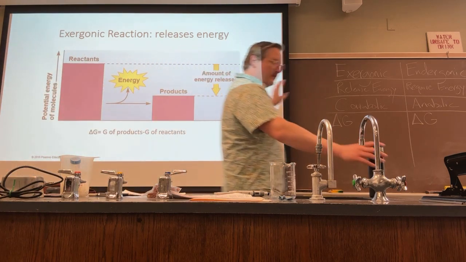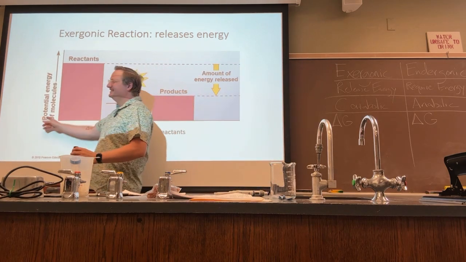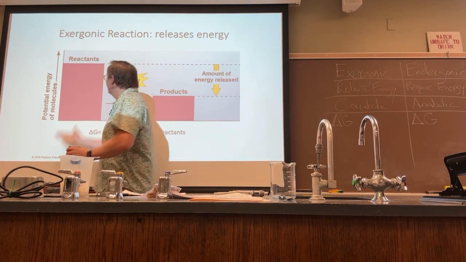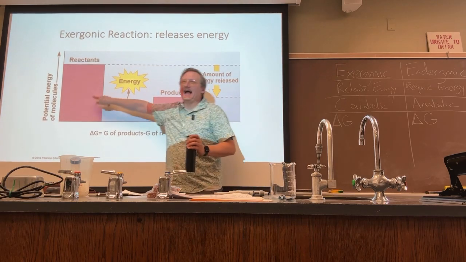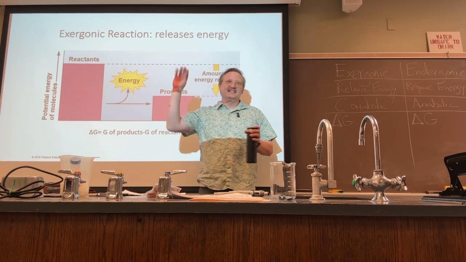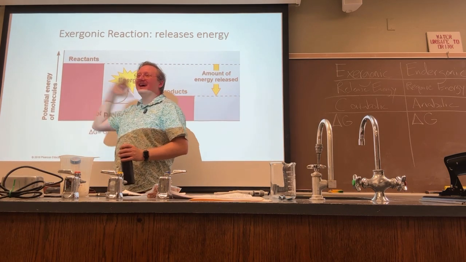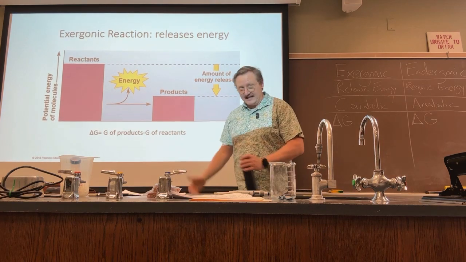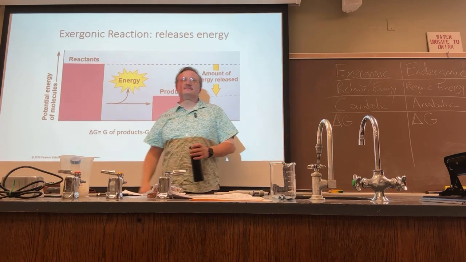So here we've got a figure. The figure shows the potential energy of molecules on the y-axis. So what this is showing you is you've got a reaction. It's going to go in this direction from reactants to products, because that's what reactions do. They take reactants and they go to products. Okay. In this example, the reactants are high energy. The products are lower energy. Because energy can't be created or destroyed, some energy is going to be released.